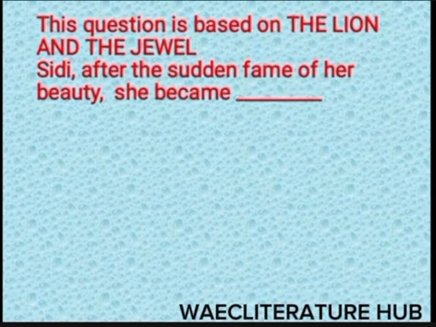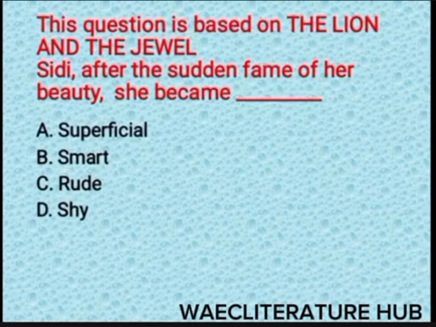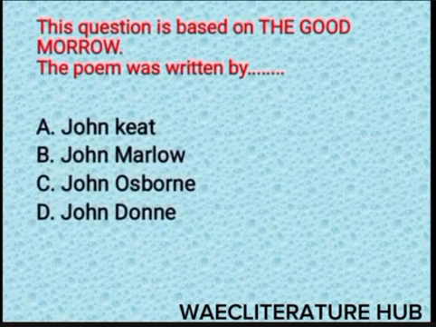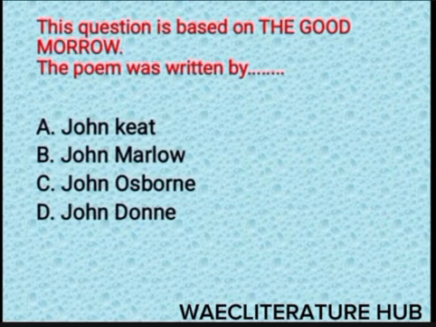This question is based on The Lion and the Jewel. After the sudden fame of her beauty, she became what? Superficial, smart, rude, or shy, and of course our answer is rude. Very, very rude. This question is based on Good Morrow. The poem was written by John Keats, John Marlowe, John Osborne, or John Donne, and our answer is John Donne.